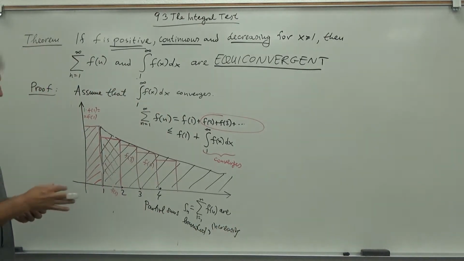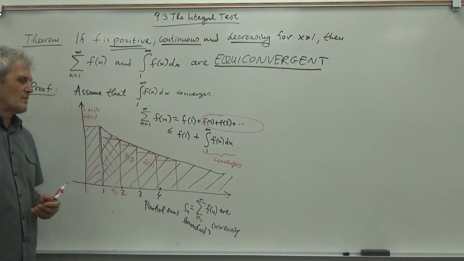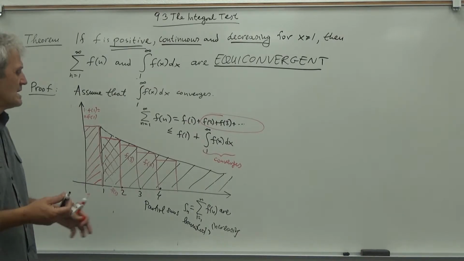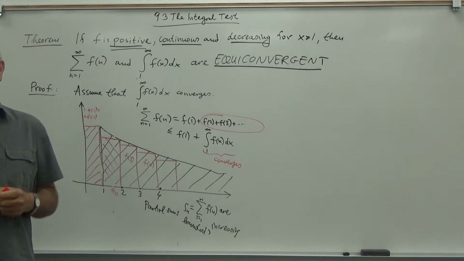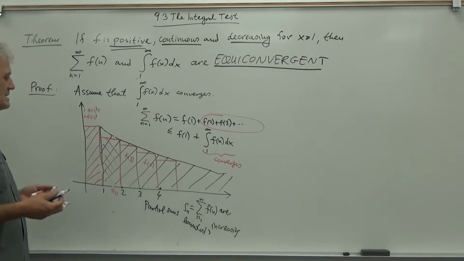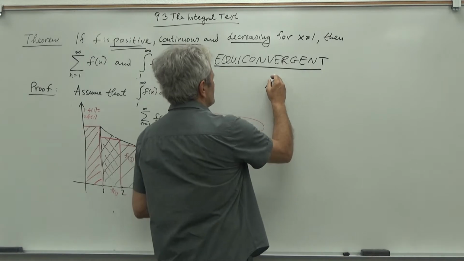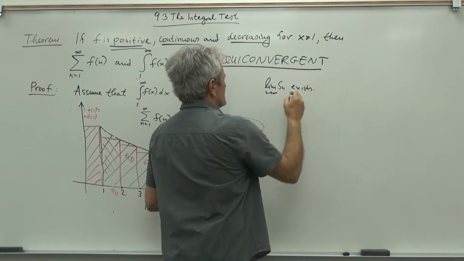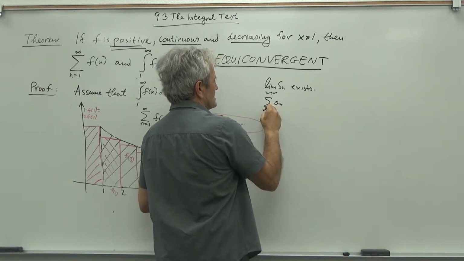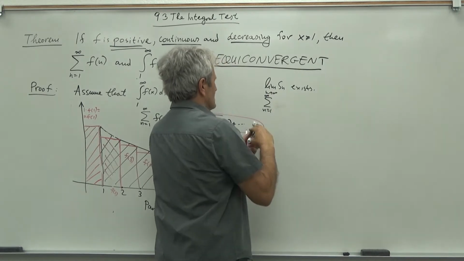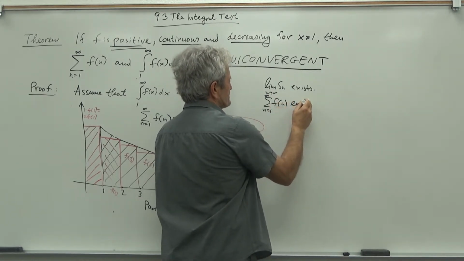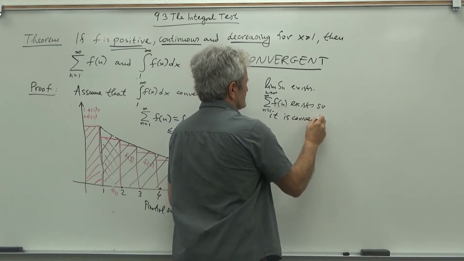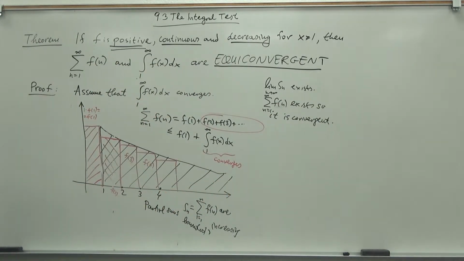Why are partial sums increasing? Because each time I add an extra positive block, so they are increasing. So according to our theorem from 9.1, the limit of Sn exists, and that limit is actually our infinite sum. So according to the theorem, the limit of Sn as n goes to infinity exists. That means the sum of f of n exists. So it is convergent.